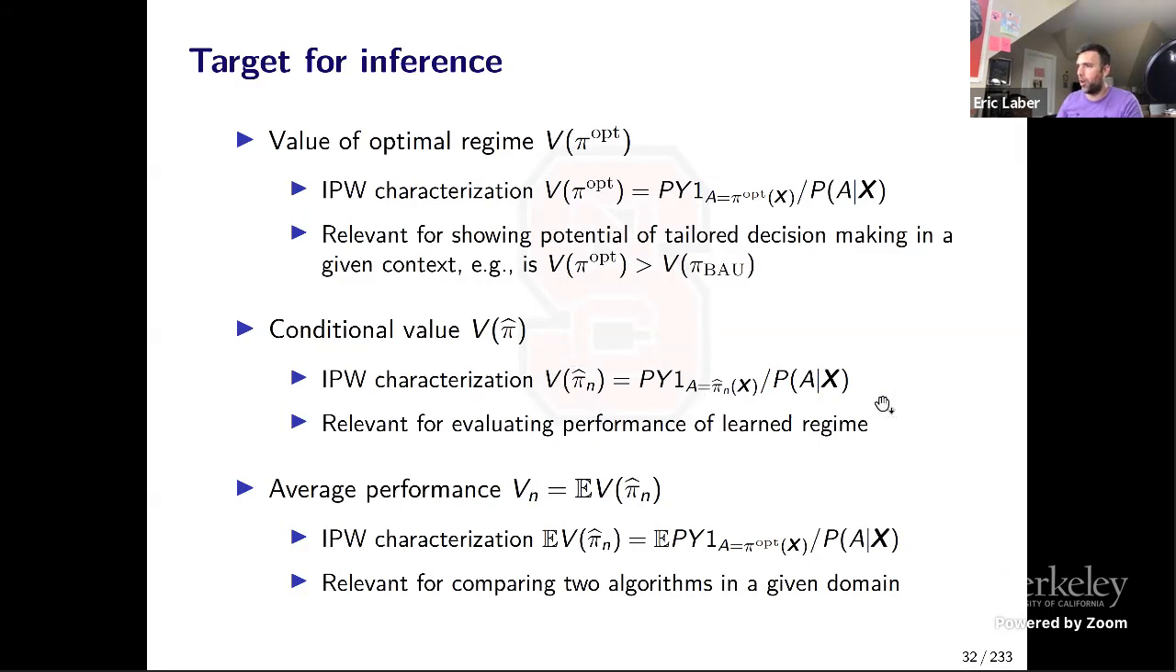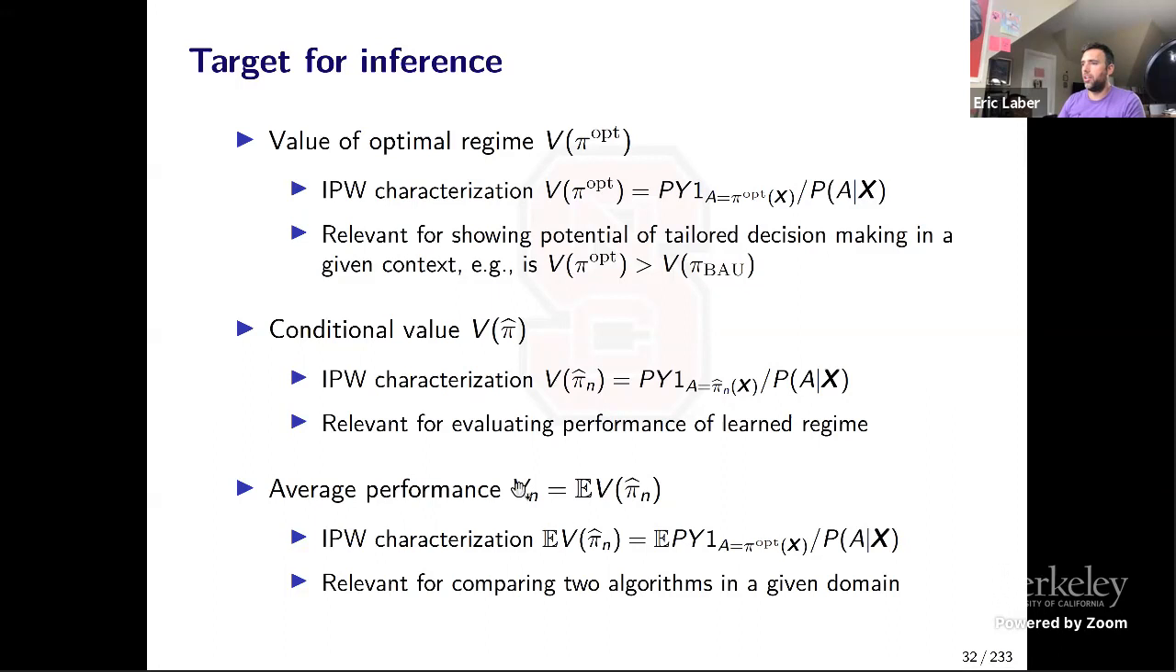So this is a random quantity, right? Because it's saying condition on the policy you've learned. If you were to deploy it in practice, what would its performance be? And this is relevant for evaluating the performance of a learned rule or a learned regime. So you get data, you estimate the policy, and then you go deploy it. How will it perform? And then something in the middle is the average performance.